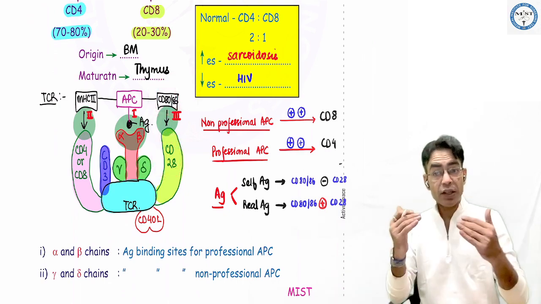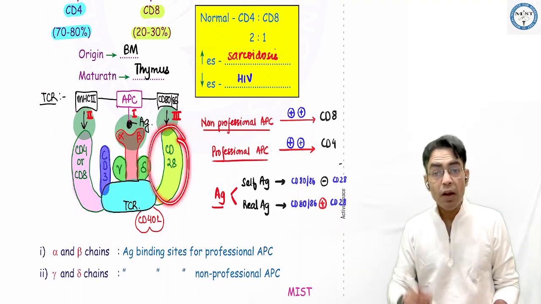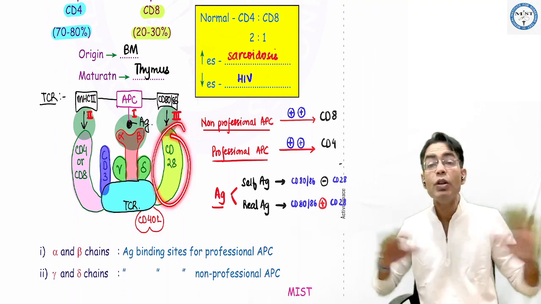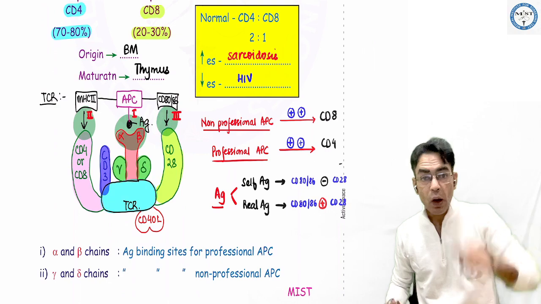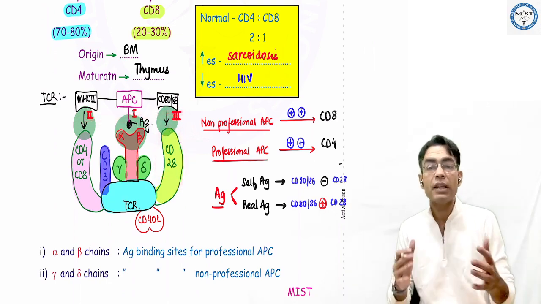When all these three connections happen, then only the T cell will work. What is the most important molecule? CD28. Whether it's a B cell or a T cell, the most important molecule for activation will be the co-stimulatory molecule. On a B cell, it was CD40. On a T cell, it is CD28. When you have all the three connections right, the T cell will function.